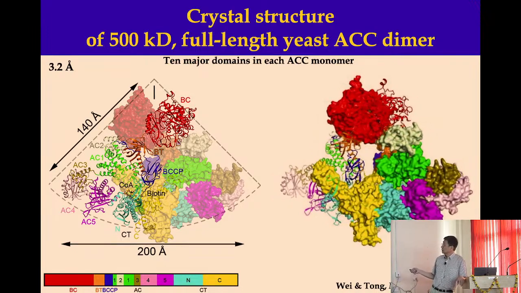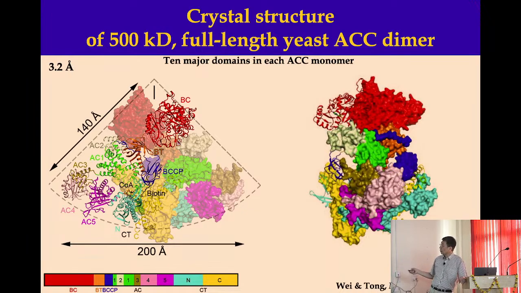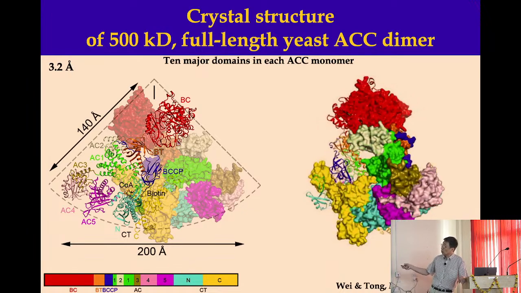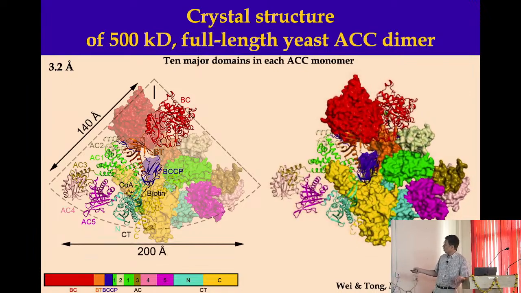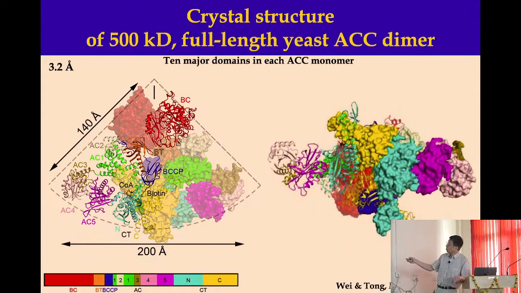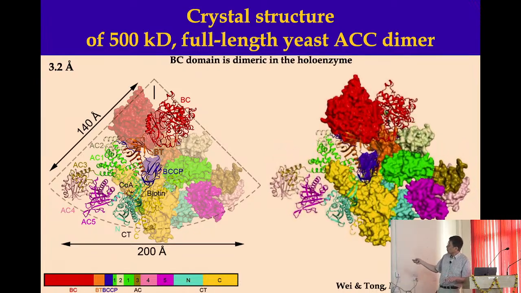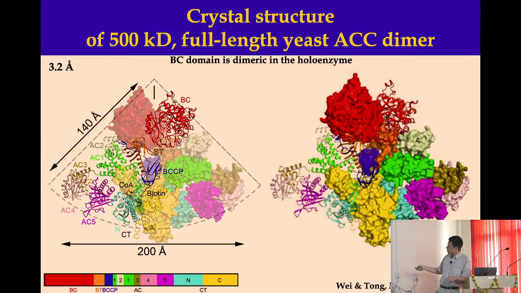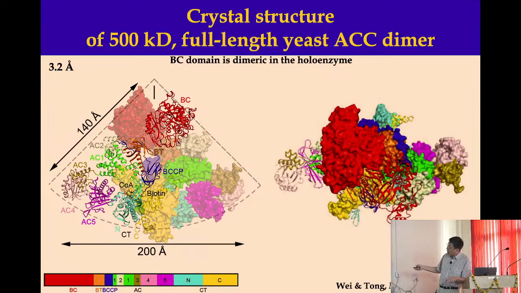So this is the first structure of the ACC dimer, shown right here. The whole structure looks like a quarter of a pie. At the bottom is the CT dimer right here. You can see each monomer has 10 domains. And then as it swings around, you can see at the top, one monomer as a surface, the other monomer as a schematic drawing. You can see BC now actually dimerizes. So BC now in the holoenzyme is a dimer.